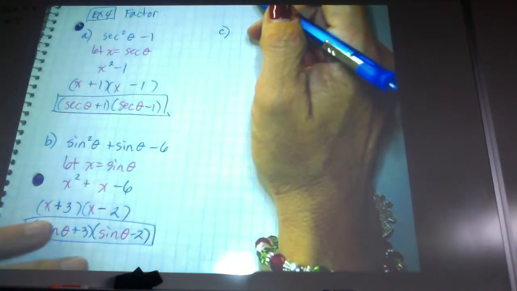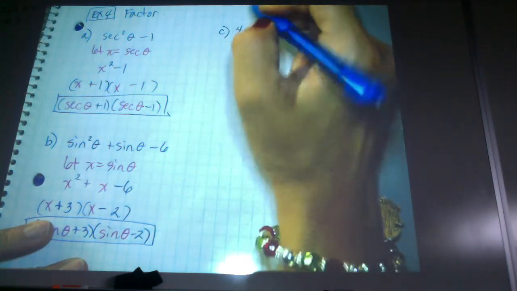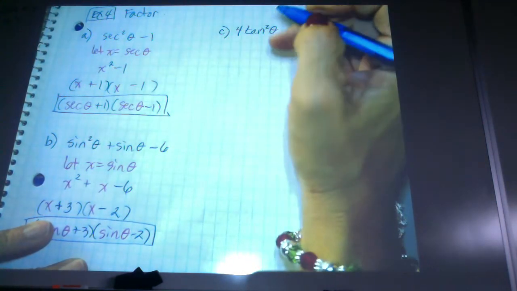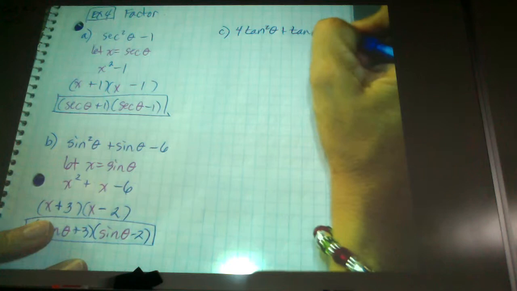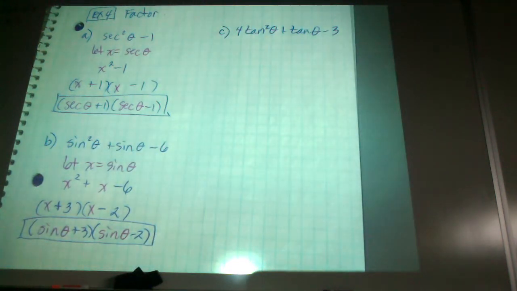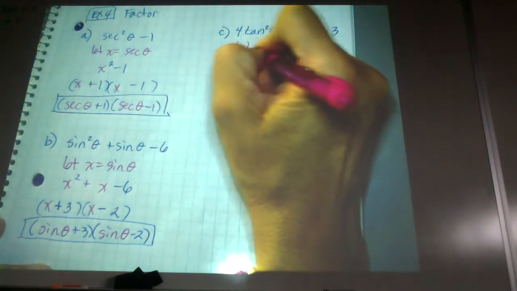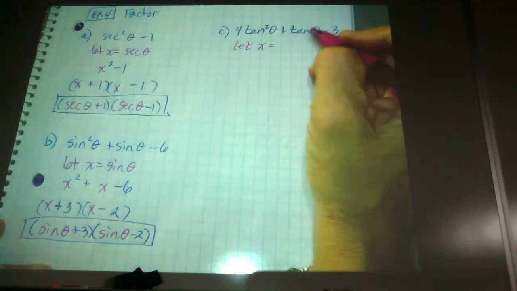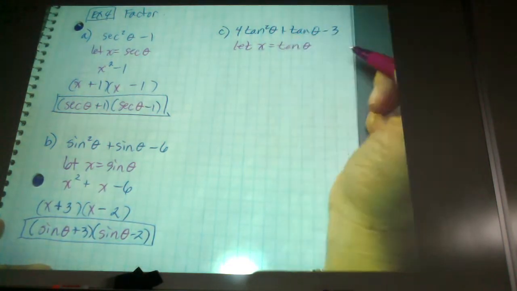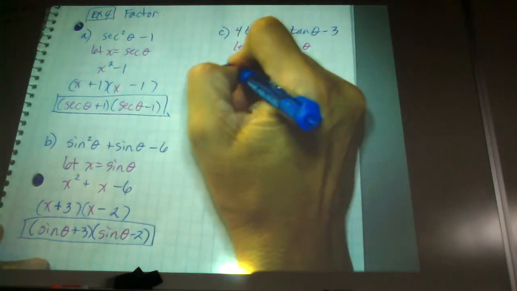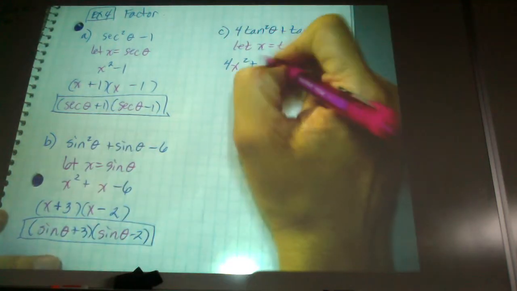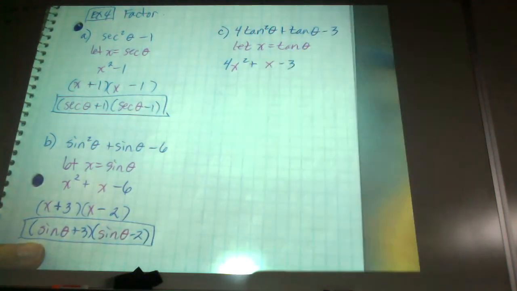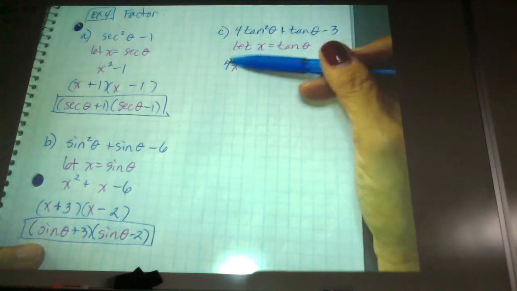C is the more difficult of factoring. So you got 4 tan squared of theta plus tan of theta minus 3. So the good news is both terms have tan of theta in it. So that's what we're looking for. But if you choose to use substitution, you would let x equal what? Tan of theta. So then you end up with 4x squared plus x minus 3. So that's more complicated because we have a coefficient in front of x squared.